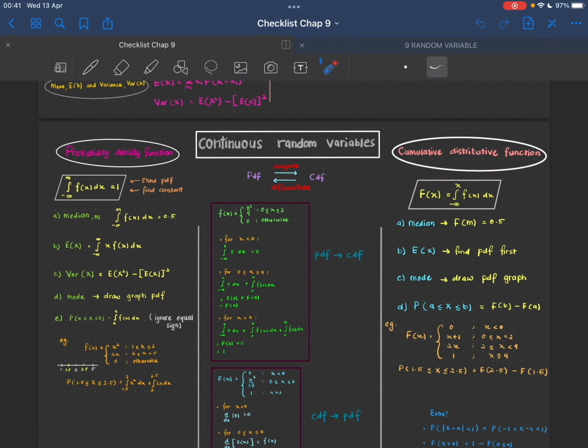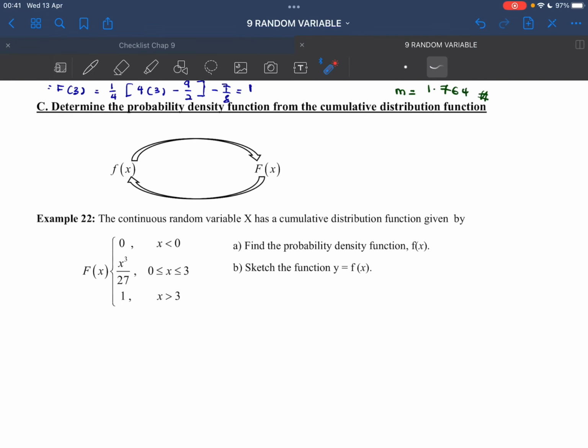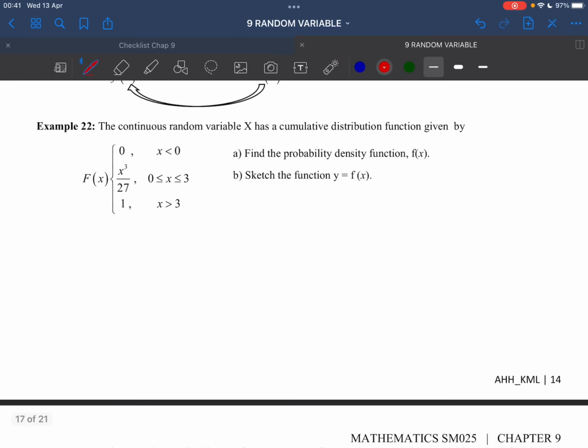Okay, so now moving on, we are going to see how to find PDF given CDF. Okay, so apa yang kita akan buat? Kita akan differentiate lah. Exact same thing macam mana kita cari PDF, daripada PDF pergi CDF, bezanya cuma differentiate sahaja. Okay, so we have to go for each and every range yang kita ada.